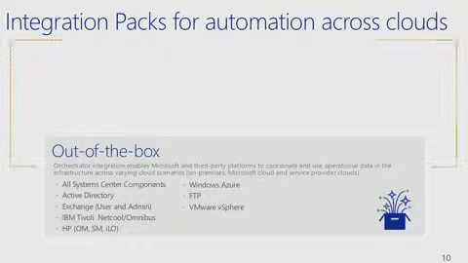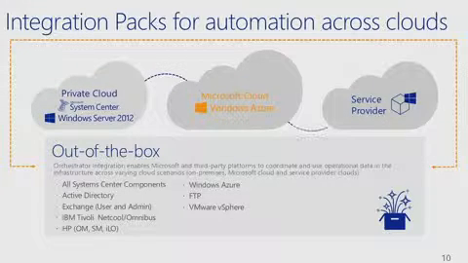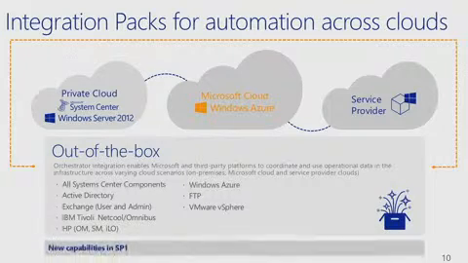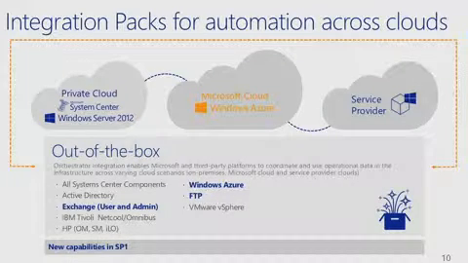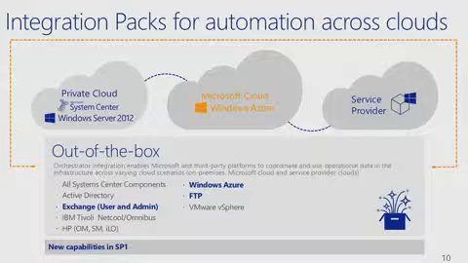And when we think about Orchestrator, out of the box, we've got integration packs for all of these different things. So all of the System Center components. I can automate across AD, Exchange, Tivoli, Netcool, Omnibus, HP tools like Operations Manager, Service Manager. The iLO elements for deployment we can automate. vSphere is in the box to enable us to automate vSphere. FTP file servers, Windows Azure is now available. So I'm automating across different clouds with a variety of different key components. These were new in SP1, so Exchange, Windows Server, and FTP.